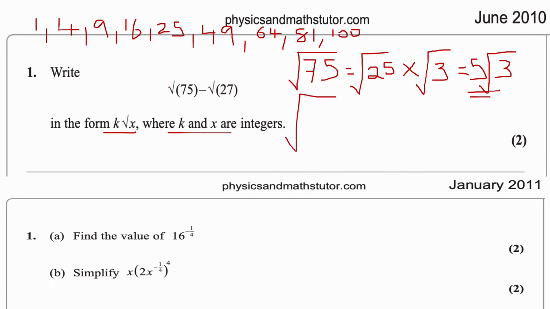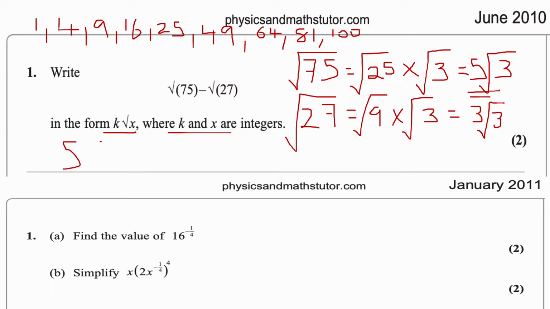Root 27, guys, we should know that's equal to root 9 times the square root of 3. Root 9 simplifies to 3, so it's 3 lots of root 3. 3 times root 3 is equal to 3 root 3. Now I have it in the form 5 root 3, take away 3 root 3. Now I can take them away, because I've got a common root 3 here. So I'm going to get 2 root 3.